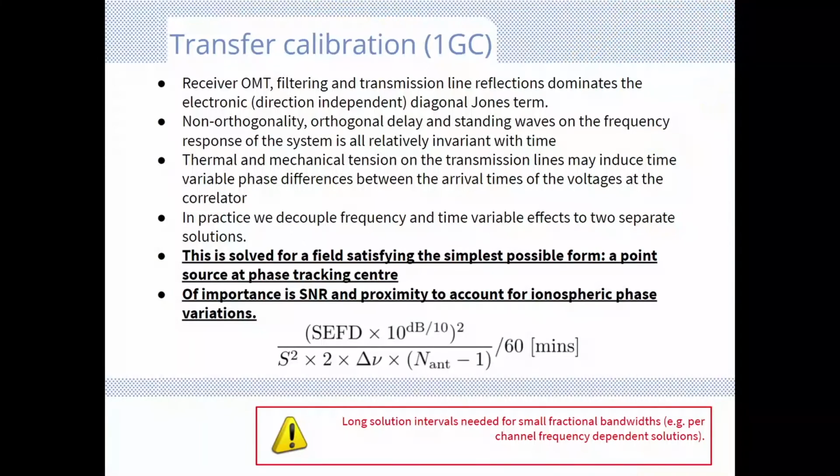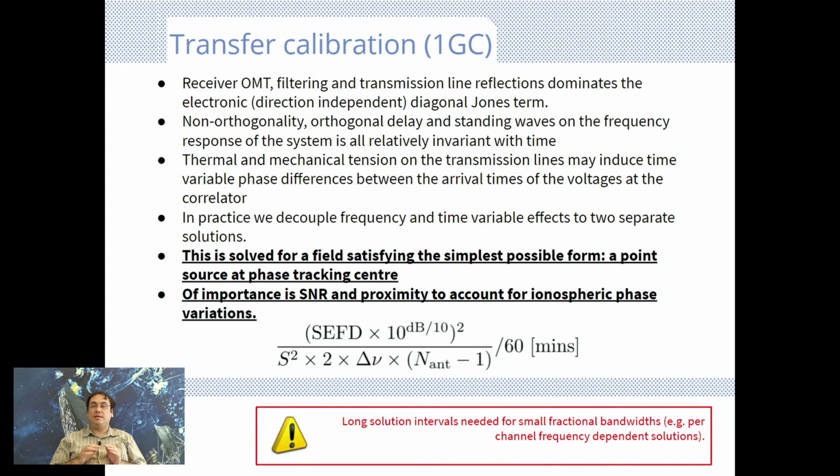So now that we know how to describe the various different sources of propagation error on our signal, and we know how to calibrate for those various different terms, we can move on to a practical strategy of observing calibrators and target fields and solving for these various different propagation errors. So this process of transfer calibration solves for, primarily in the first order at least, the receiver or the orthomode transducer, filtering and transmission line effects.